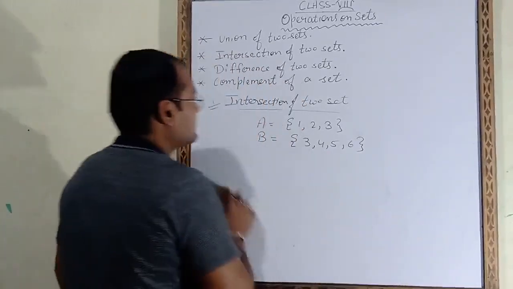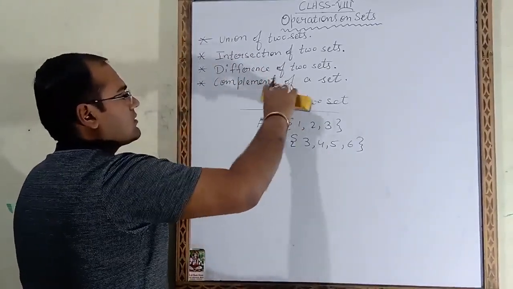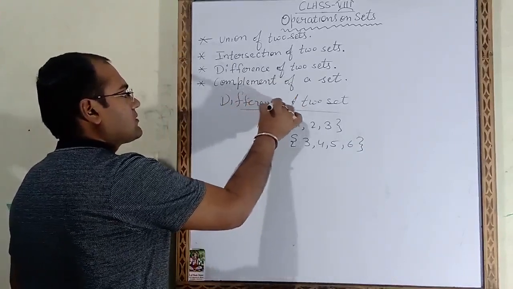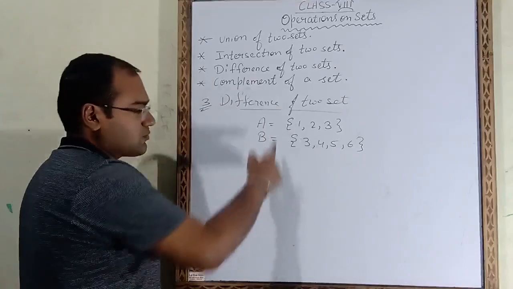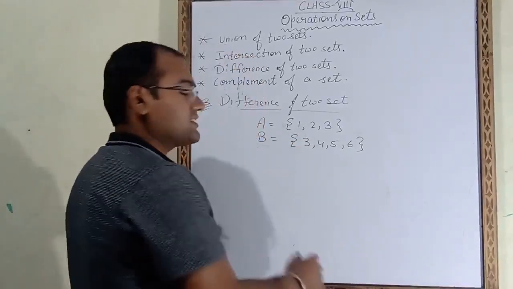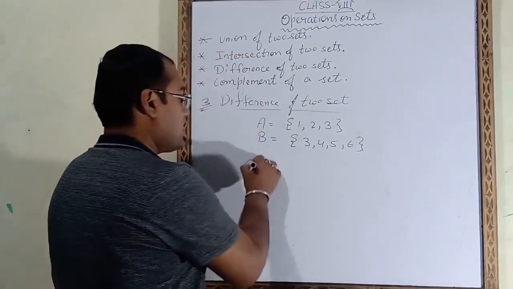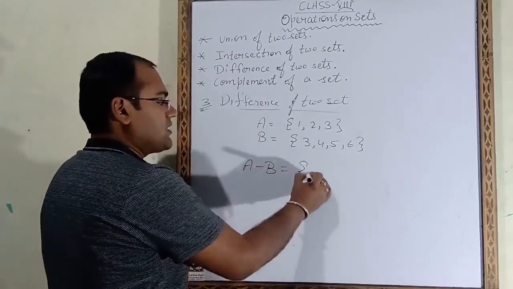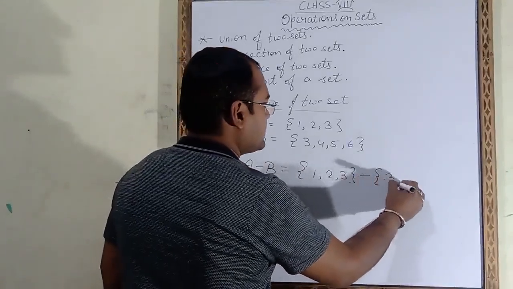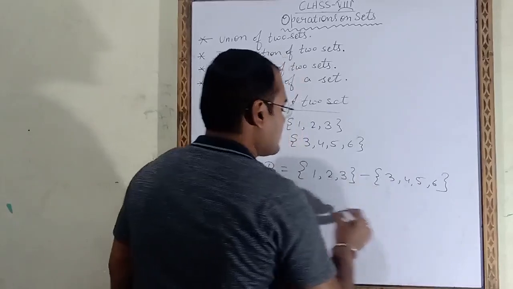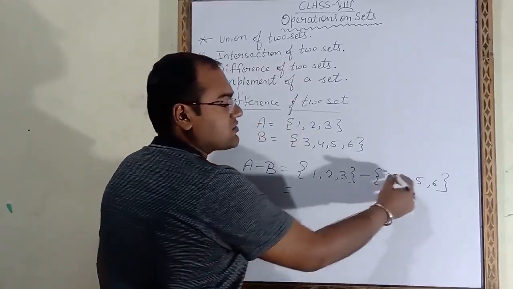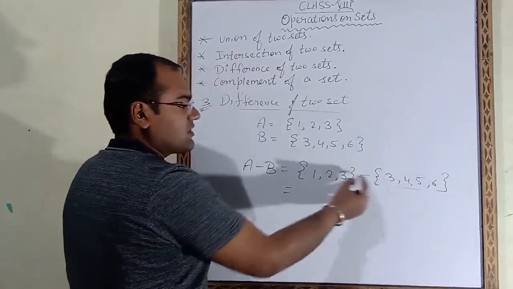Now third is difference of two sets. Suppose two sets are given here, A and B. We have to find the difference. Difference means minus: A minus B. A's elements are 1, 2, 3, minus B's elements 3, 4, 5 and 6. That means out of these elements we have to subtract all of B's elements. So we will subtract 3.